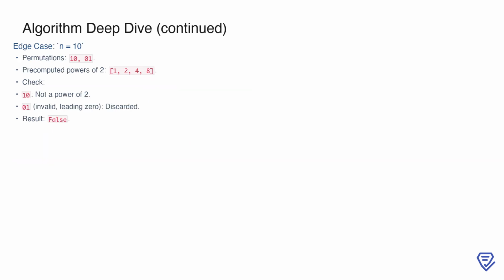Now, let's examine another edge case where n equals 10. First, we generate the permutations of its digits, 10 and 01. Next, we pre-compute the powers of 2 that are less than or equal to the largest number that can be formed by the digits of n. The largest number here is 10, so the pre-computed powers of 2 are 1, 2, 4, 8. Checking the permutations, we find that 10 is not a power of 2.